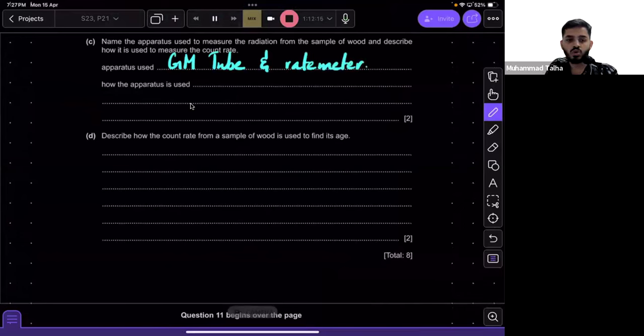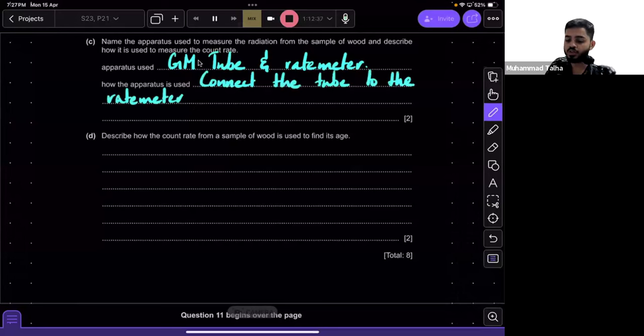So you just know that you connect the tube to the rate meter. And for the corrected measurement of the count rate, you subtract the background radiation.